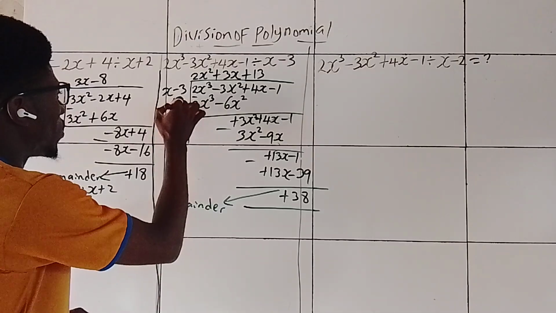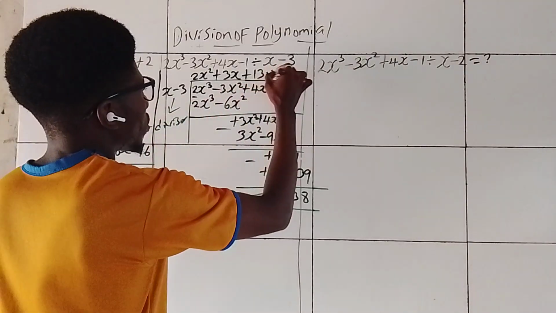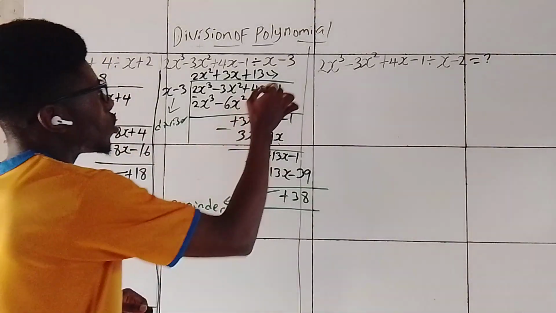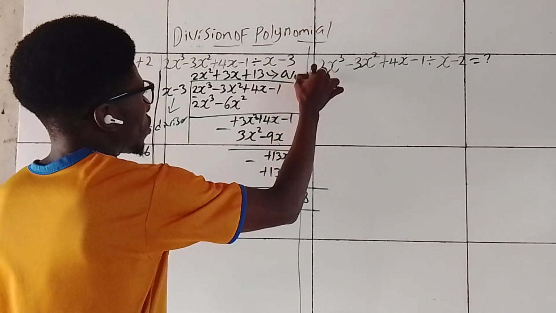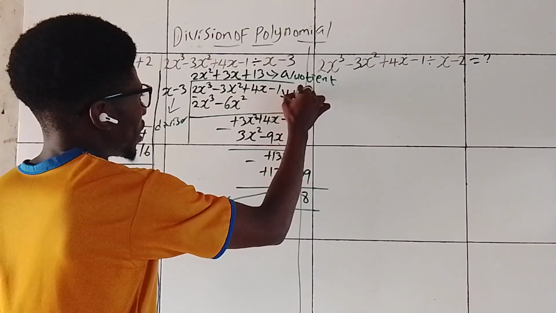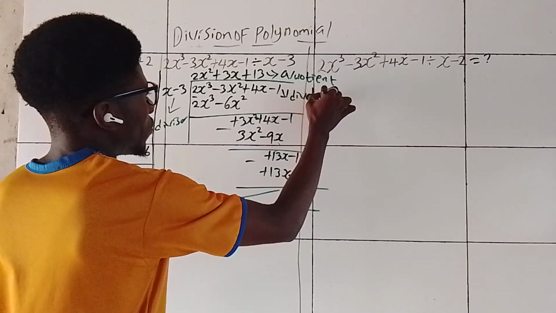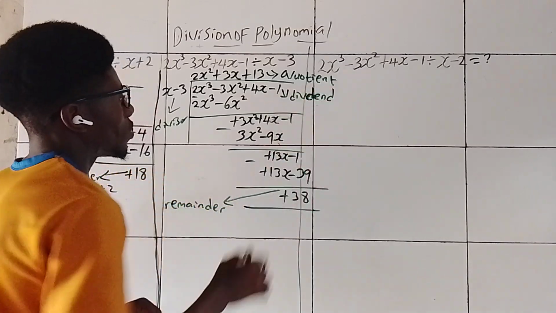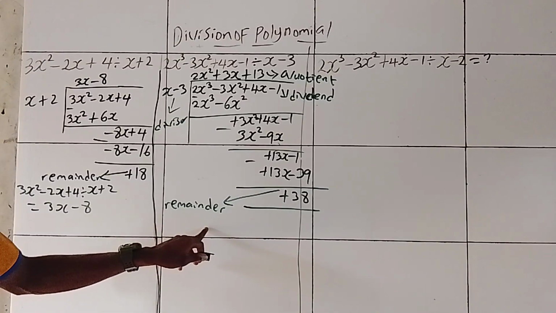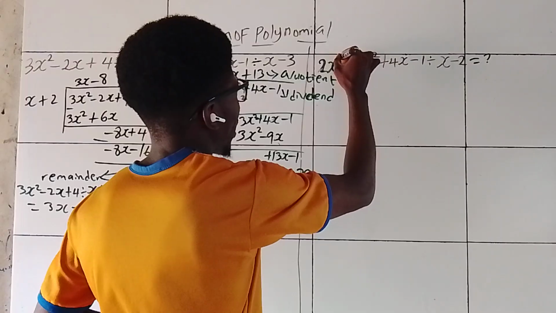And this is our divisor. Right? Now, this is our remainder, this is our divisor, and we call this our quotient. We call it the quotient, and this we call the dividend. Yes, we call this the dividend, our quotient, and this our remainder.